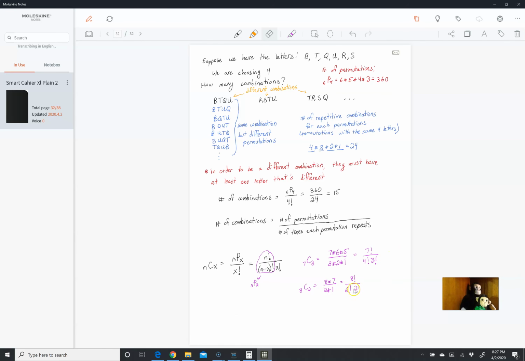Okay, so the 8 factorial over 6 factorial is the 8P6. The 7 factorial over 4 factorial is the 7P3. And then division by 3 factorial. The 3 factorial is the number of repeats of each of those permutations. Here, 2 factorial is the number of repeats of each of those 2 permutations. Okay?